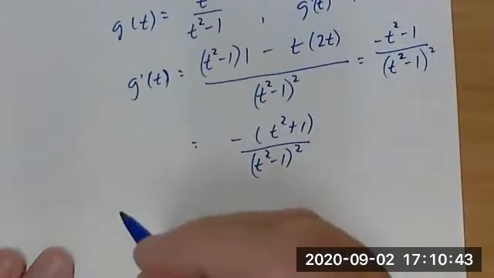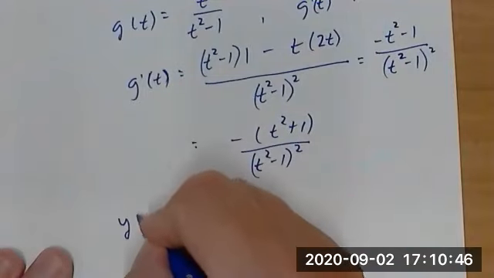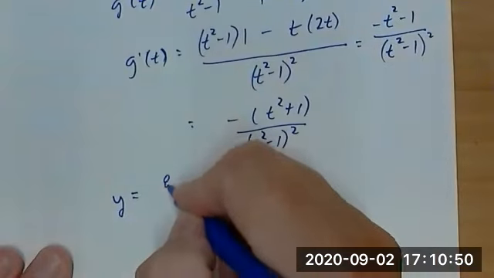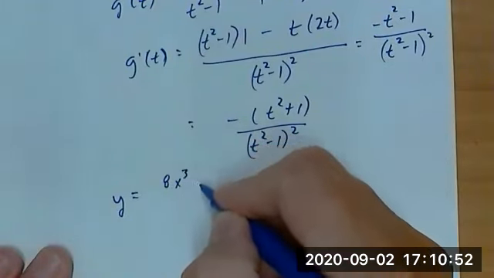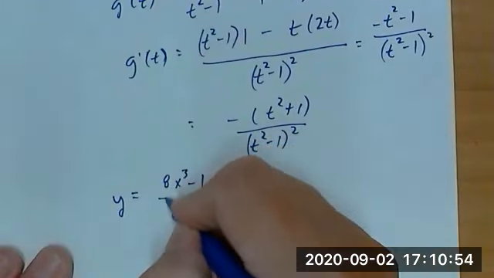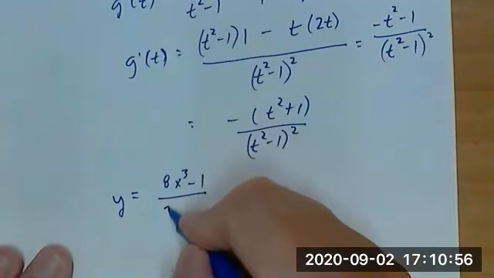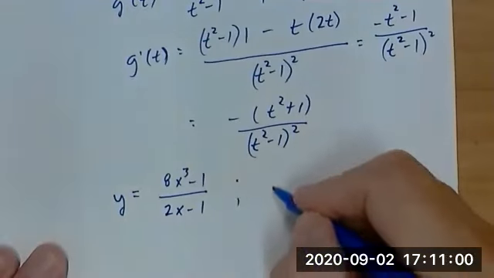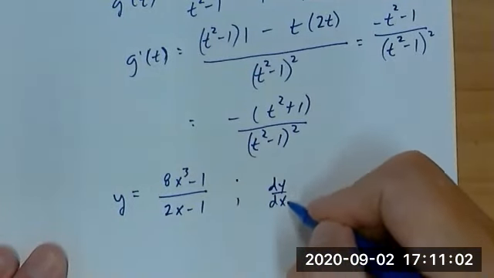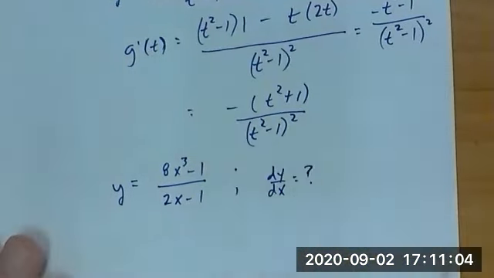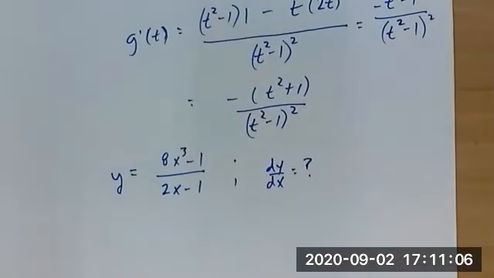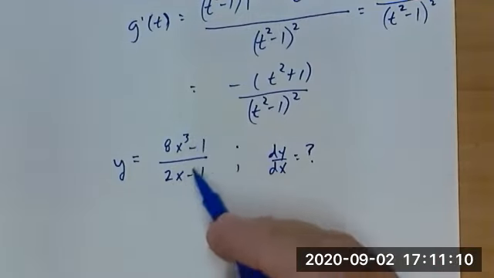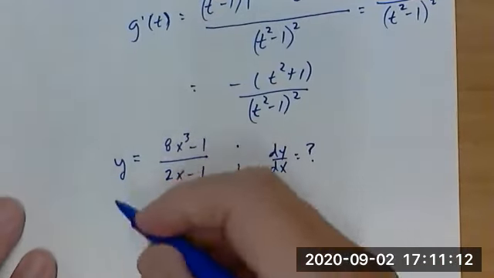How about this one? Let's write it as y. Y equals 8x cubed minus 1 over 2x minus 1. And we want to determine the derivative. Quotient rule is the only option here. Doesn't simplify, nothing you can do. It's got to be quotient rule.